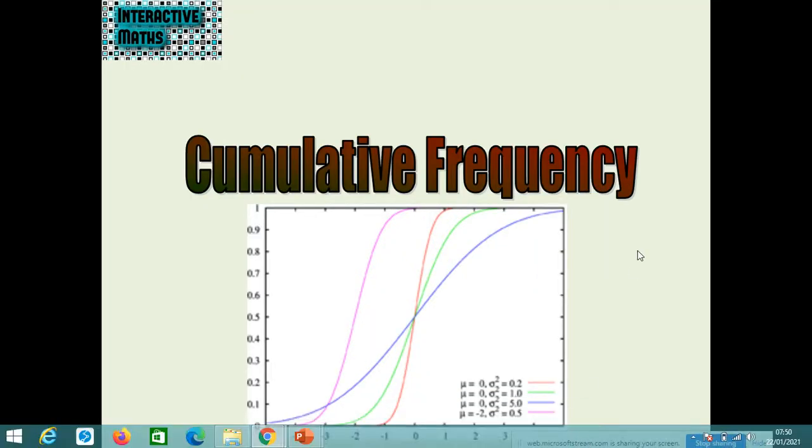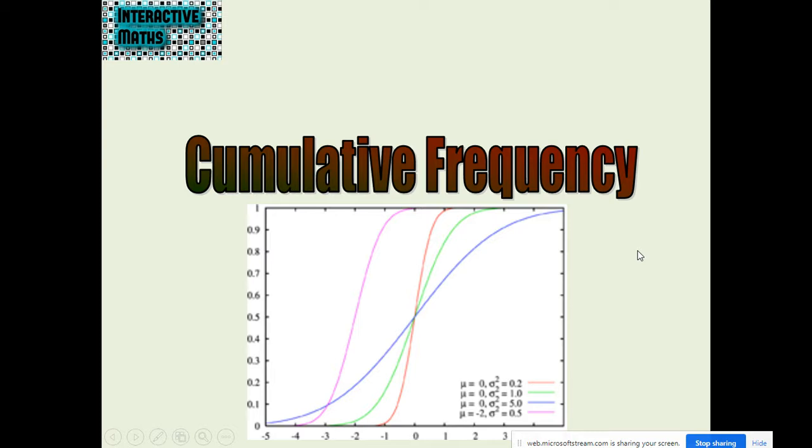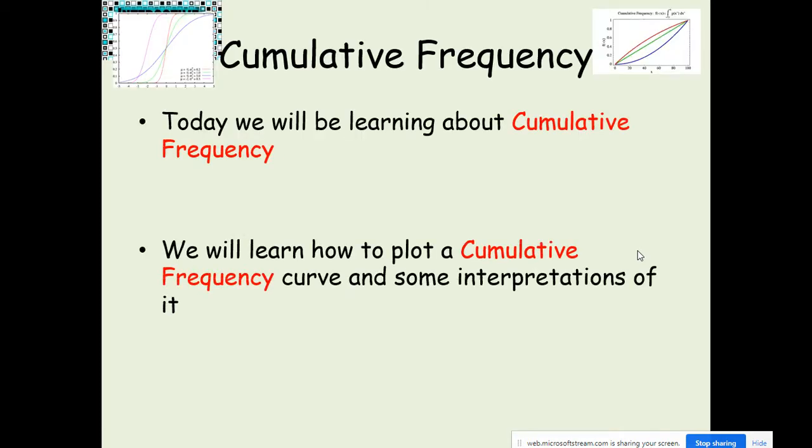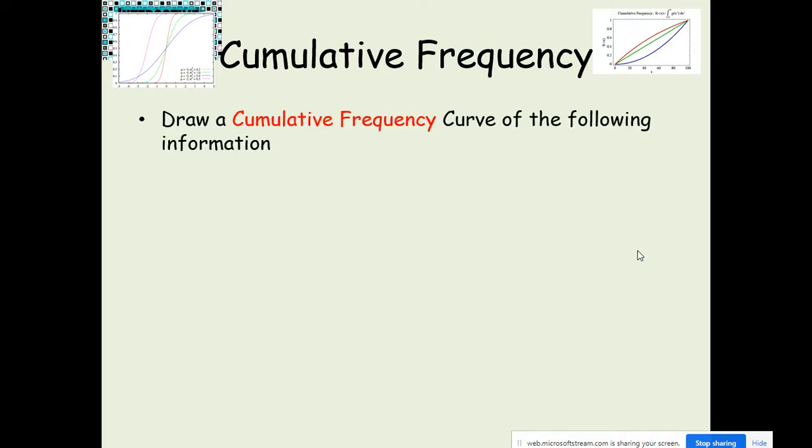The topic for this video is cumulative frequency. What we're going to be looking at here is what cumulative frequency is and how to plot a cumulative frequency curve on a graph. And we're also going to try and learn how to interpret the graph as well.